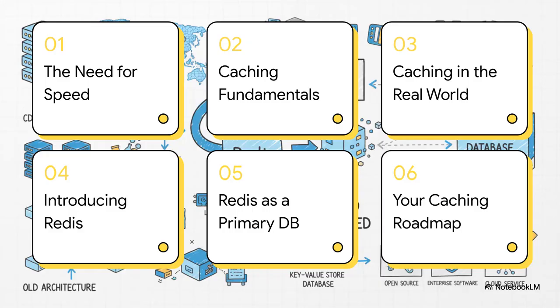So here's what's on the roadmap for today. We're going to start with why speed is so critical and why latency is basically the enemy. Then we'll get into the nuts and bolts of caching itself, see how it's used all around us, and then introduce the star of the show, Redis. First as a cache, and then, in a bit of a plot twist, as a powerful primary database that can totally simplify your architecture. Let's get into it.